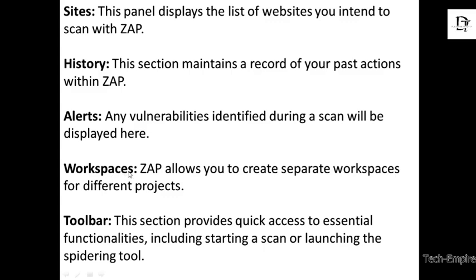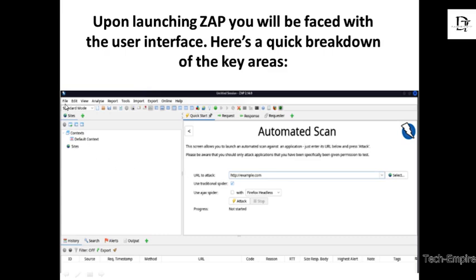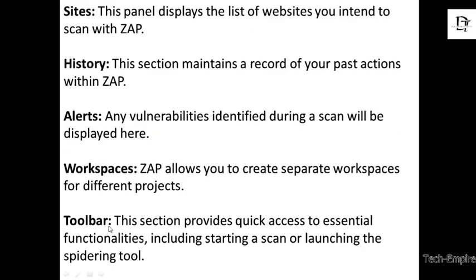Then we have workspaces. ZAP allows you to create separate workspaces for different projects, where you see something like new. You can even go to file and create new, so you have no issue, and it's as simple as that. You just come to file, create new workspace, and you are good to go. Then the last one is the toolbar, where you can quickly navigate through some functionalities when starting and exploring tools.